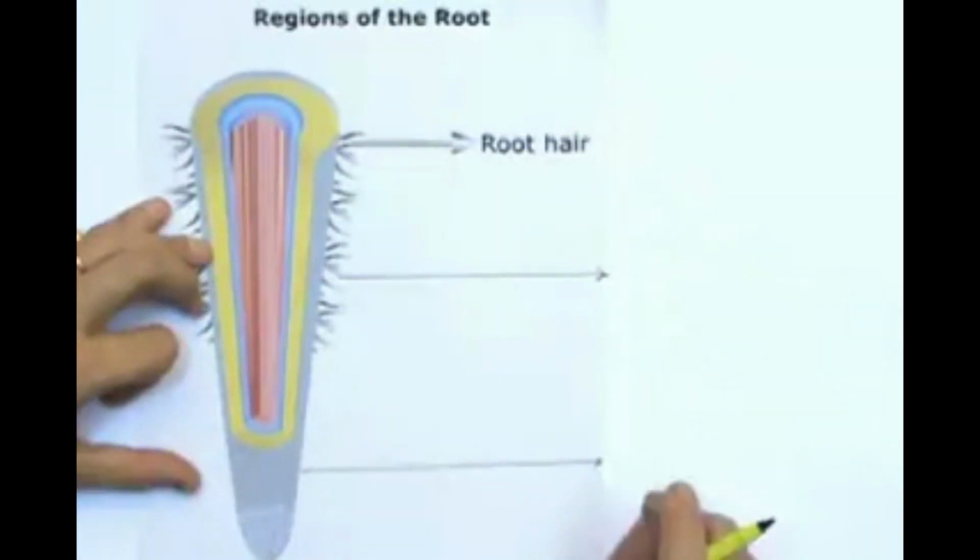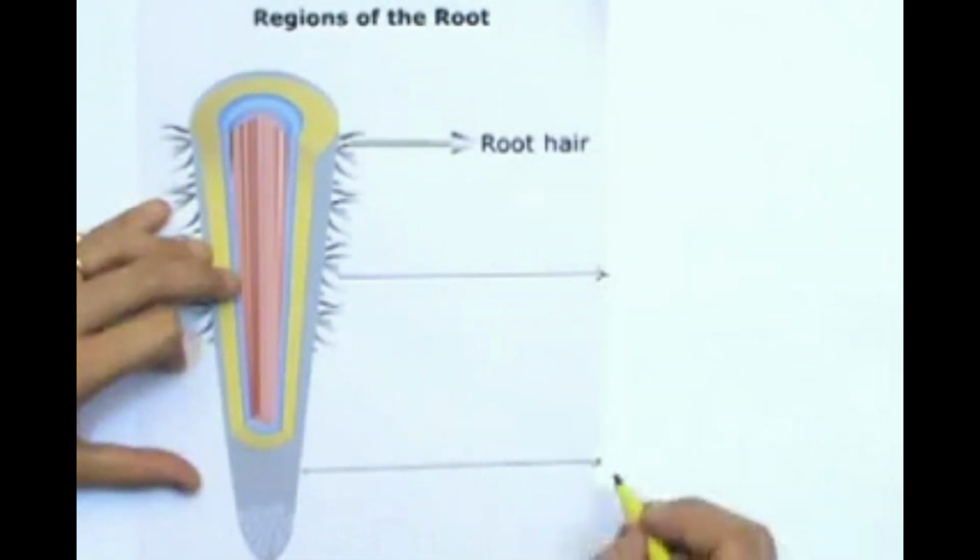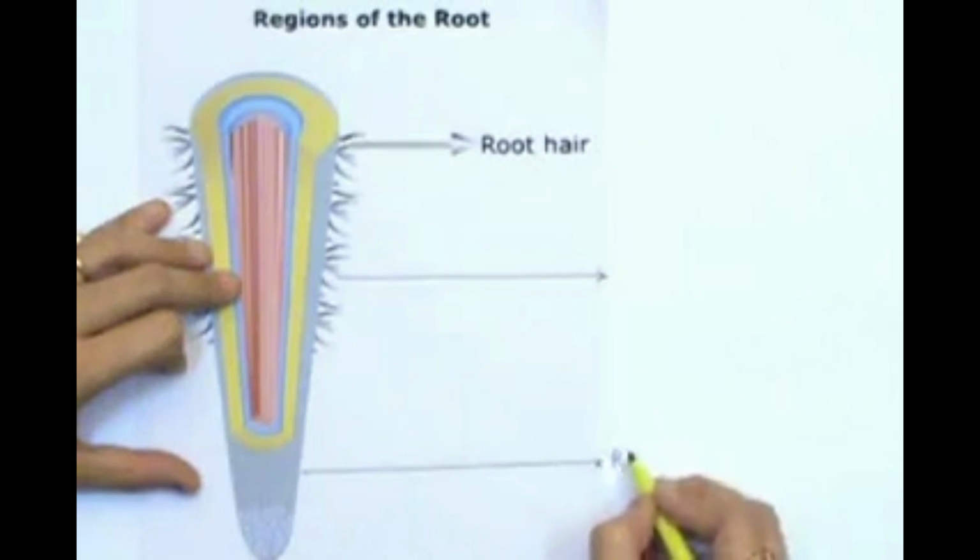Let us study the regions of the root. The root is covered by root cap at the apex. Few millimeters above the root cap is the region of meristematic activity.